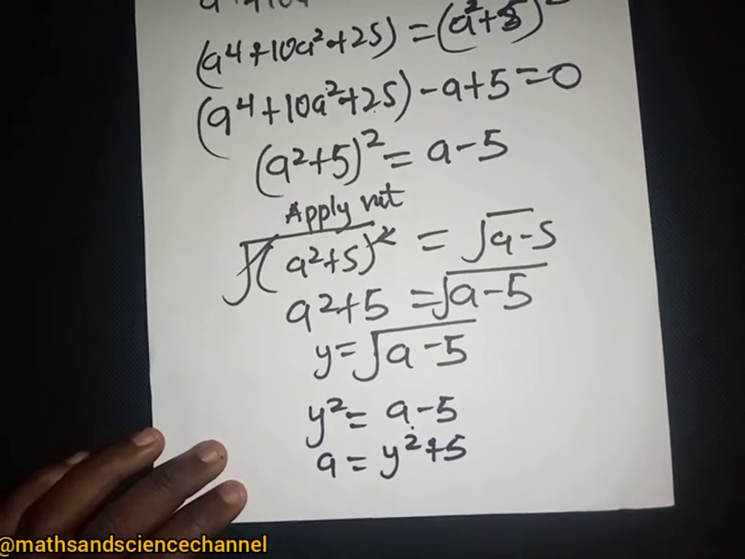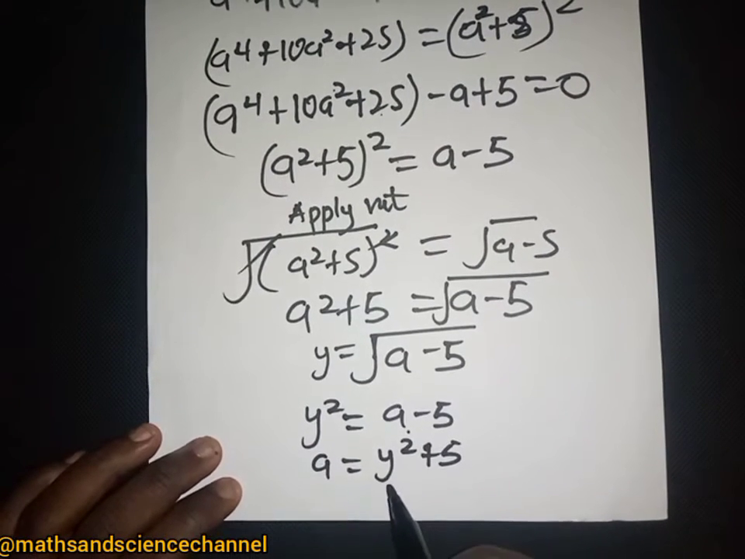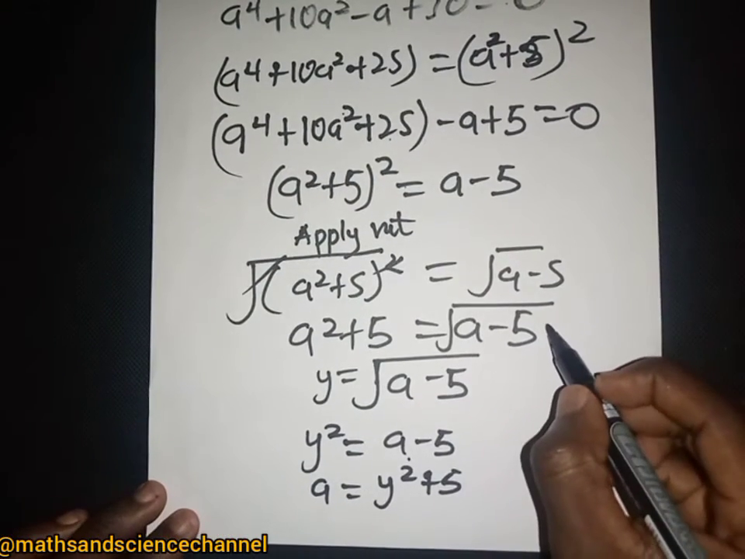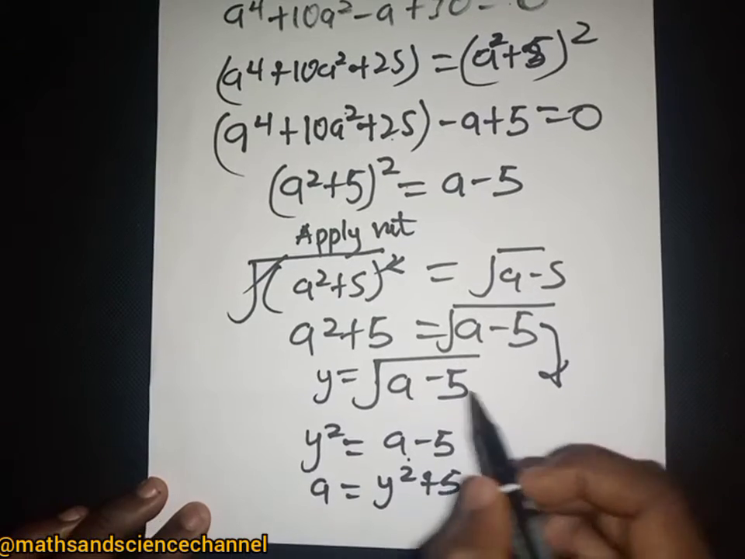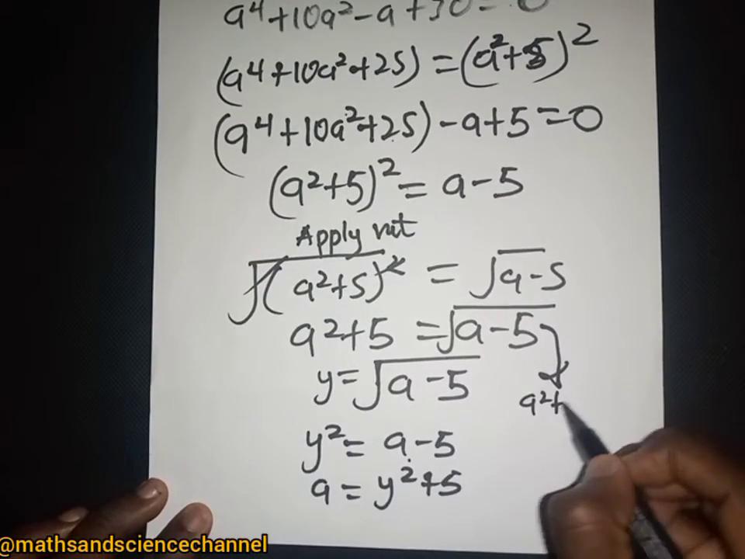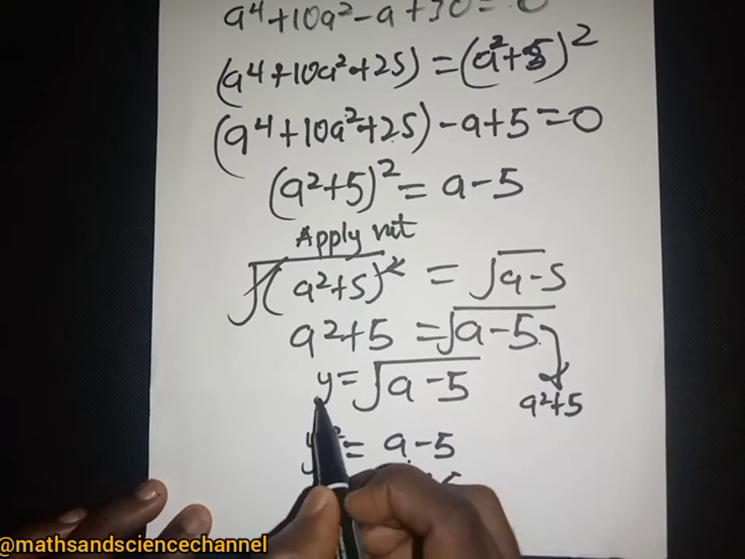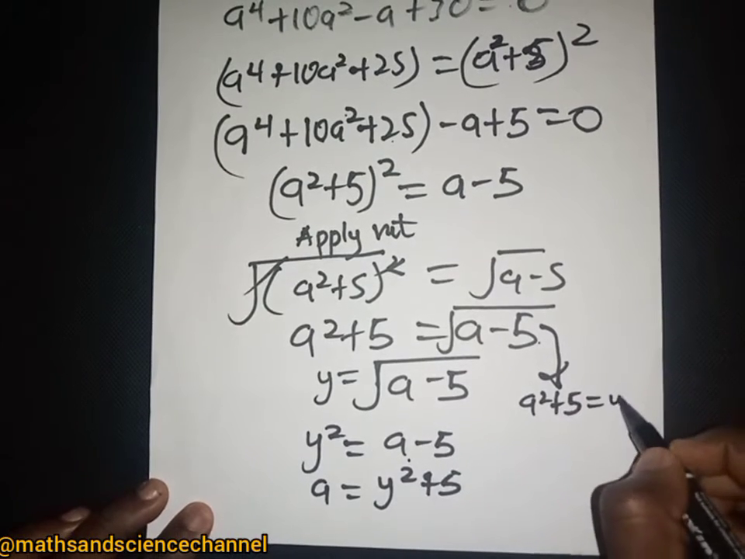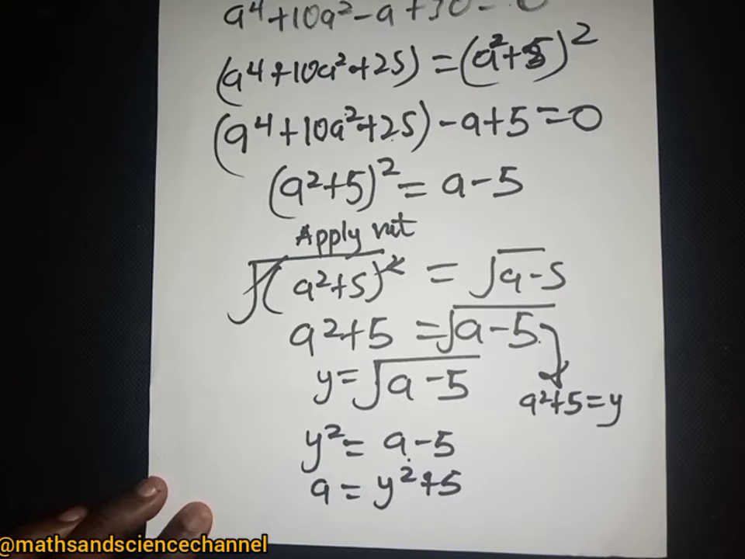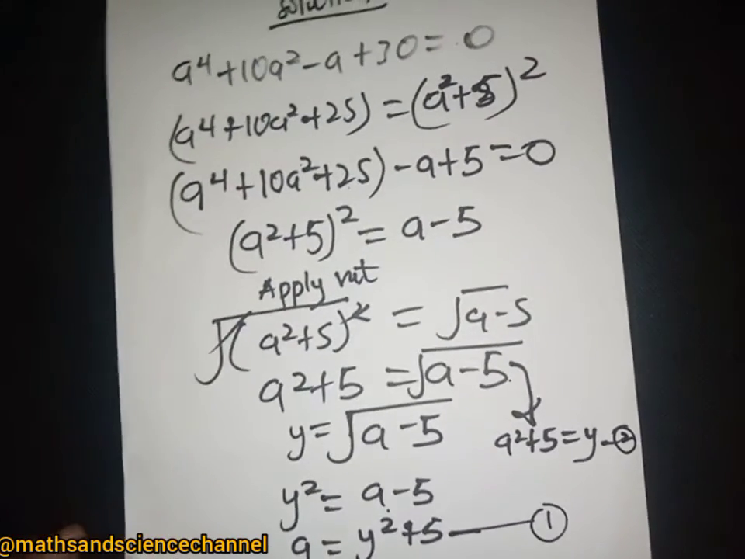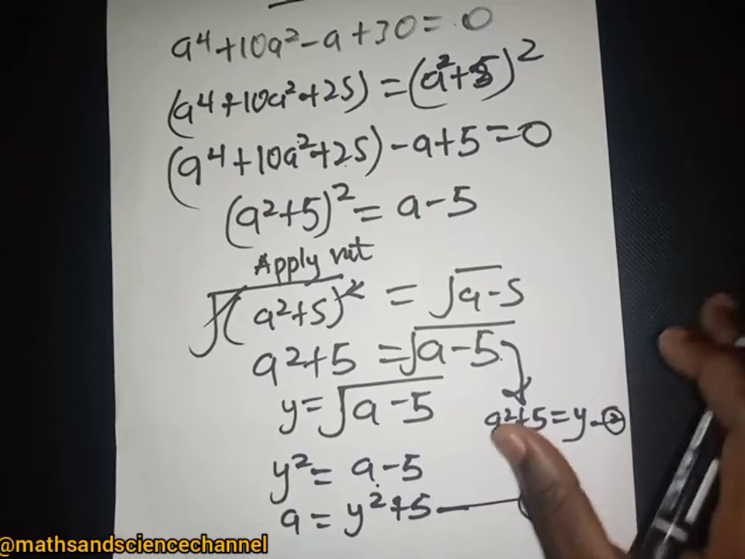So you realize that these look a bit similar, right? So kind of looks similar. Now if you look at this equation over here also, we have a squared plus 5, and remember the square root of a minus 5 we said is equal to y, right? So that one should also be equal to y. Now let's call this equation 1 and let's call this equation 2, right? So let's put them in a system of equations.